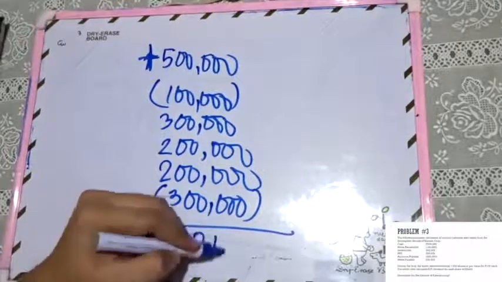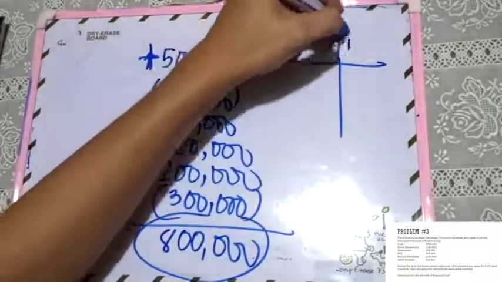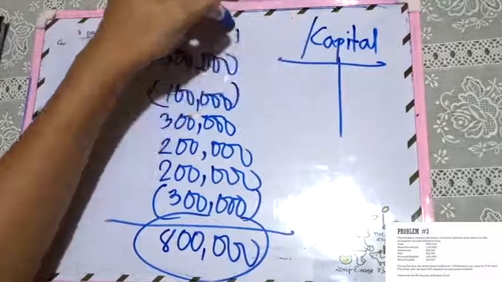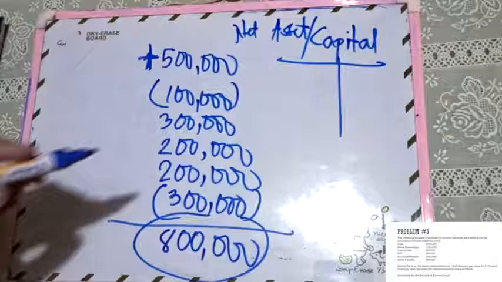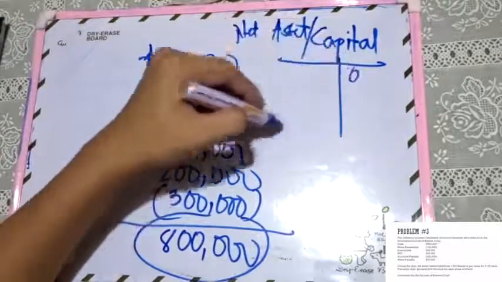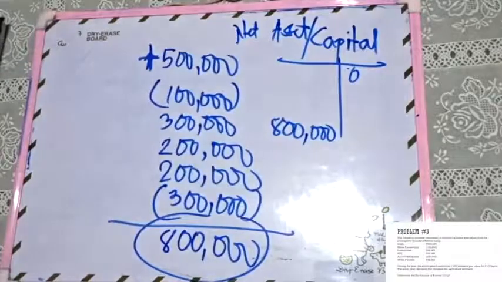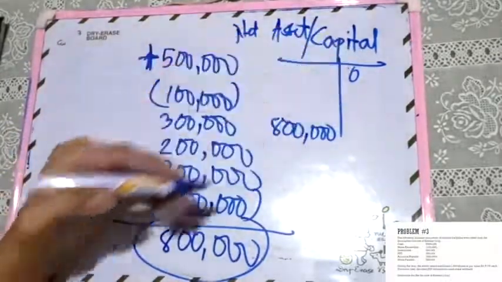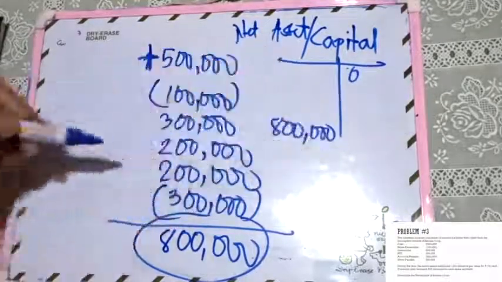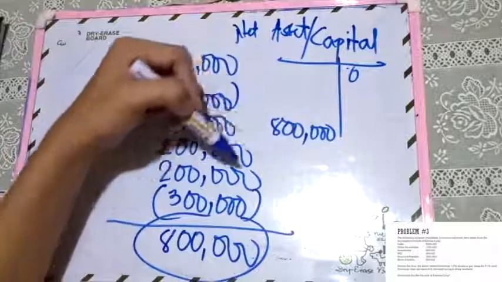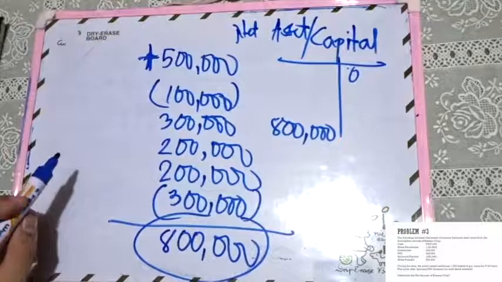Net increase of 800,000. So if this is your capital account or your net assets, to show that there's an increase, you can start with 0 and then 800,000. You can actually use any figures as long as the increase is 800,000. So you can have 1 and 800,000 in 1, or 100,000 and 900,000, as long as the difference between the beginning and ending balance is 800,000.